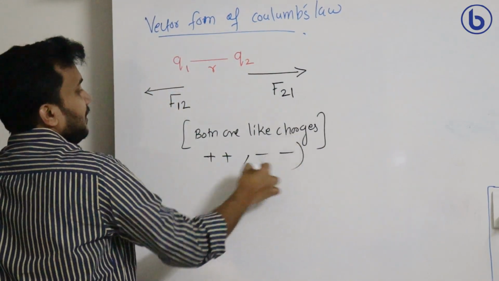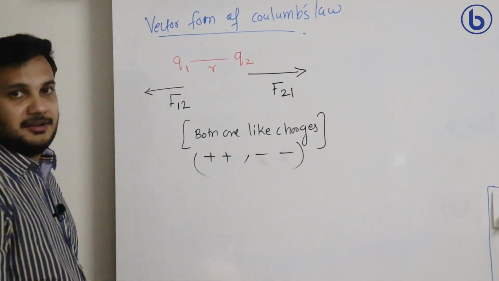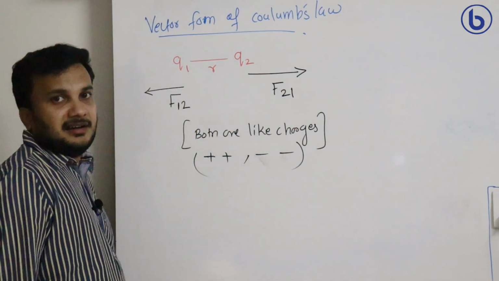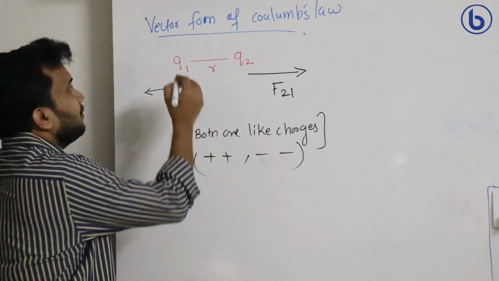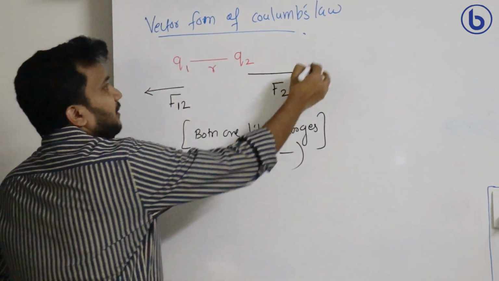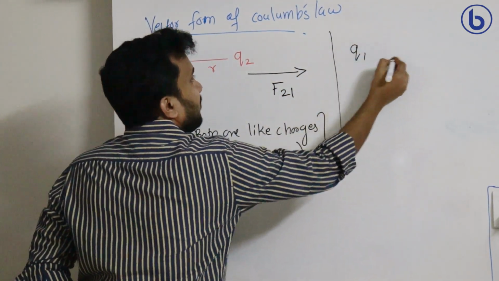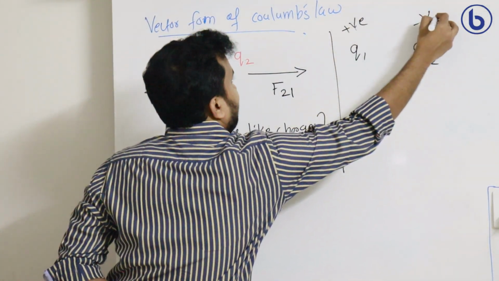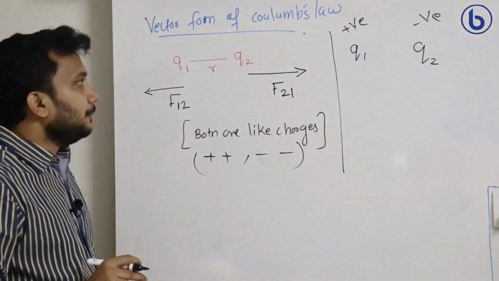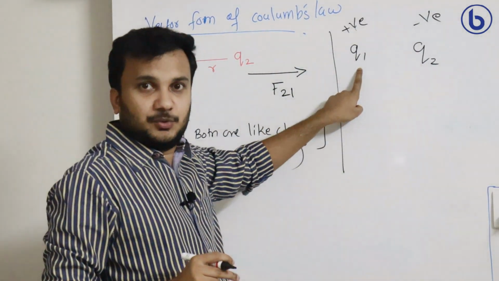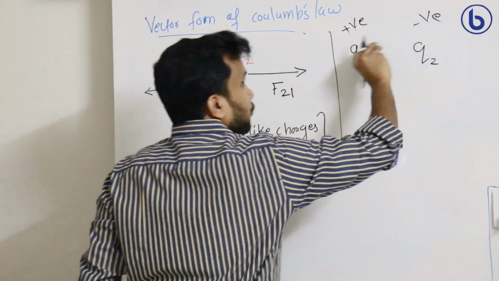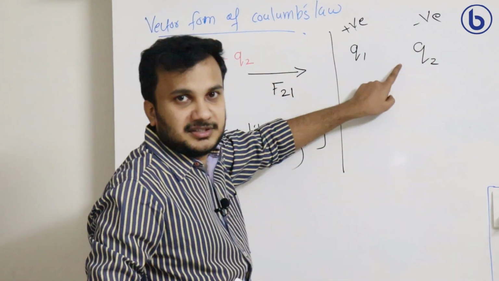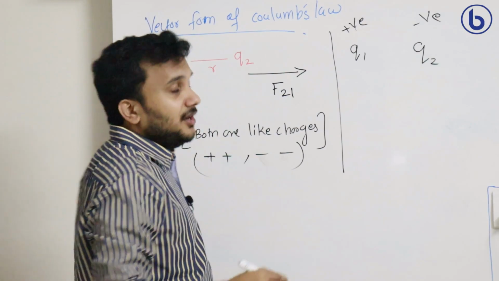Both charges will have either positive or negative combinations. Suppose we are assuming one is positive and another one is negative. Suppose I am assuming Q1 is positive, so I am drawing Q1 positive and Q2 negative. What will happen? Q1 will experience a force. What type of force? Attractive towards Q2 or repulsive? Definitely you know it is an attractive force because both have opposite charges.